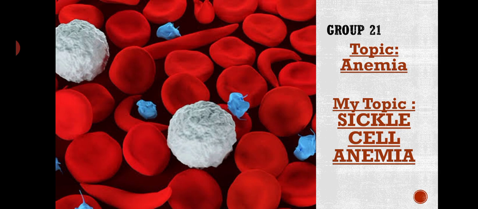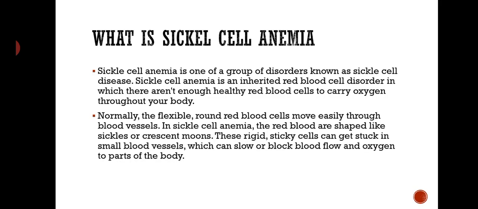Before going to the case study, let's talk about sickle cell anemia. What is sickle cell anemia? Sickle cell anemia is one of the group of disorders known as sickle cell disease. Sickle cell anemia is an inherited red blood cell disorder in which there are not enough healthy red blood cells to carry oxygen throughout your body.